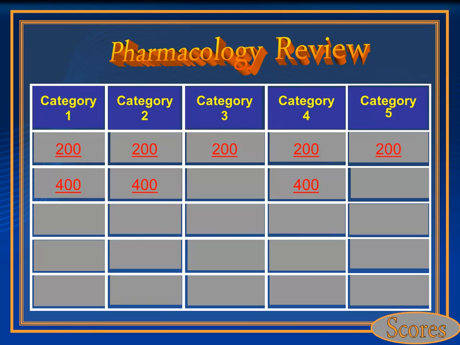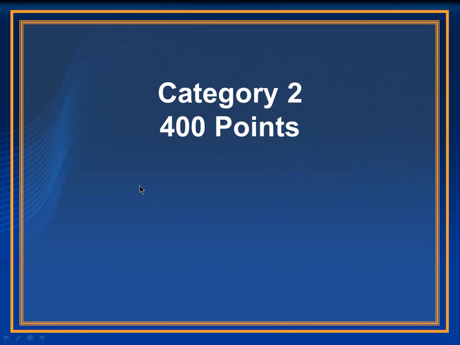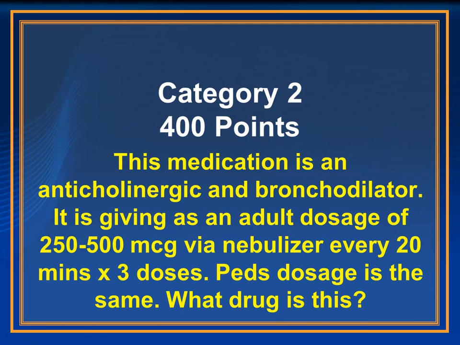All right, number 4. This medication is an anticholinergic and a bronchodilator. It's given as an adult dosage of 250 to 500 micrograms via nebulizer every 20 minutes for 3 doses. Pediatric dosage is the same. There's another one. That's 3 so far that have the same dosage, right? What drug is this?